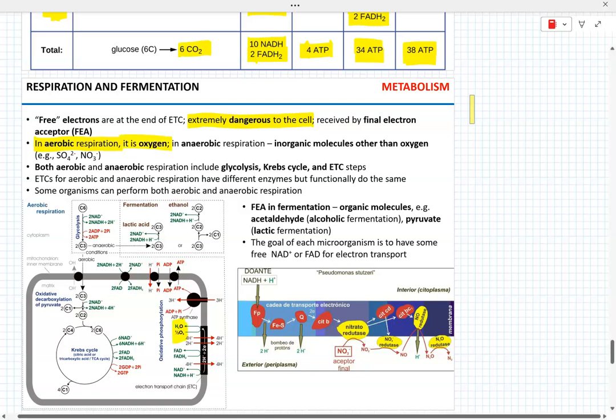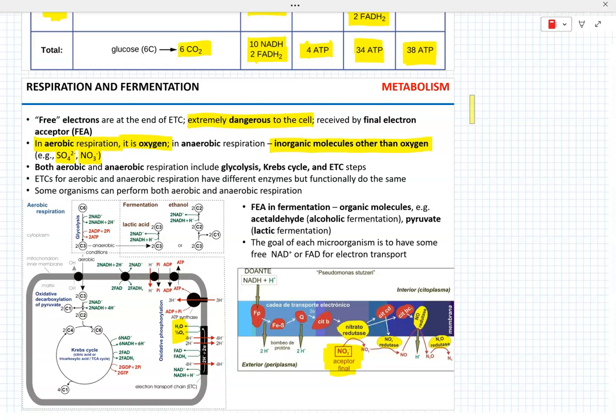In anaerobic respiration, the final electron acceptor is inorganic molecules that are not oxygen, for instance, sulfate or nitrate. You can see nitrate as being the final electron acceptor in the process of anaerobic respiration carried out by bacteria called Pseudomonas tutseri.